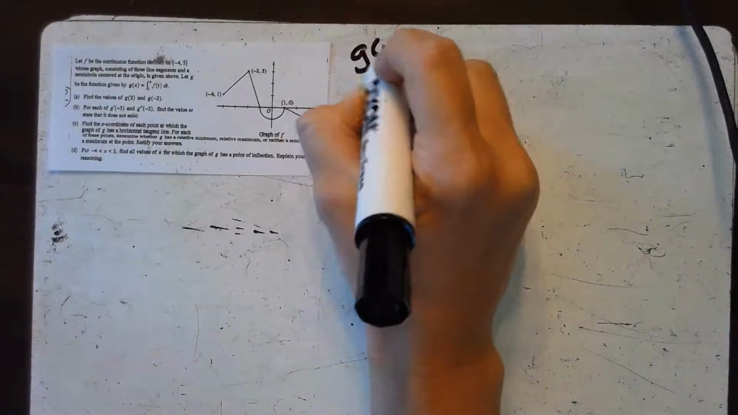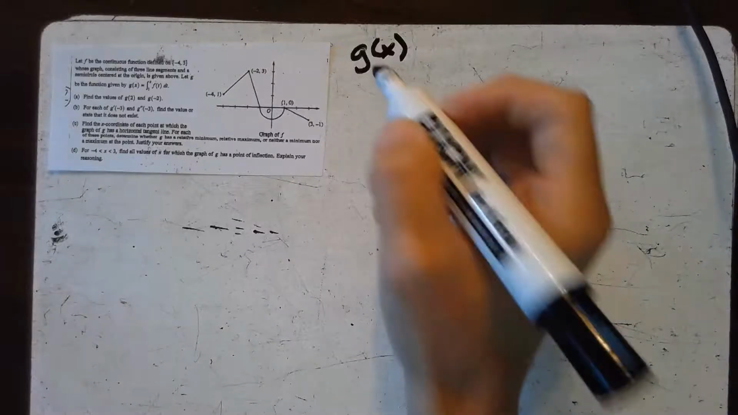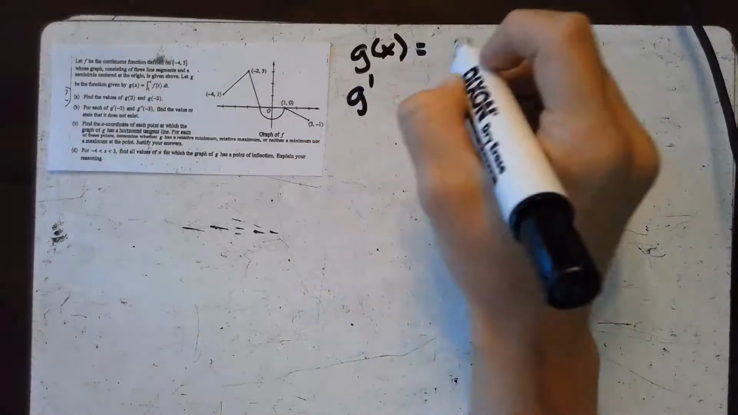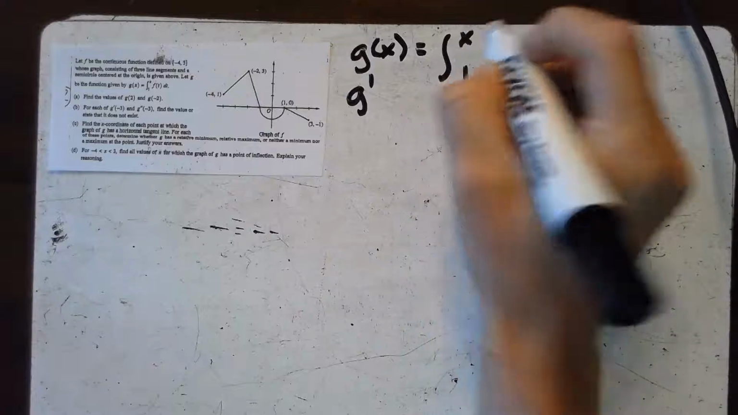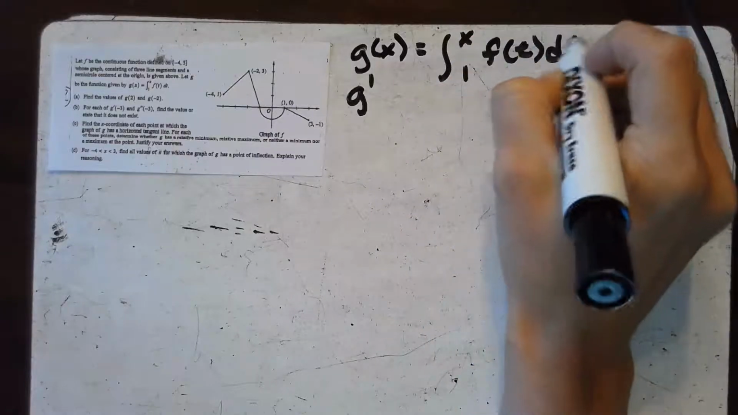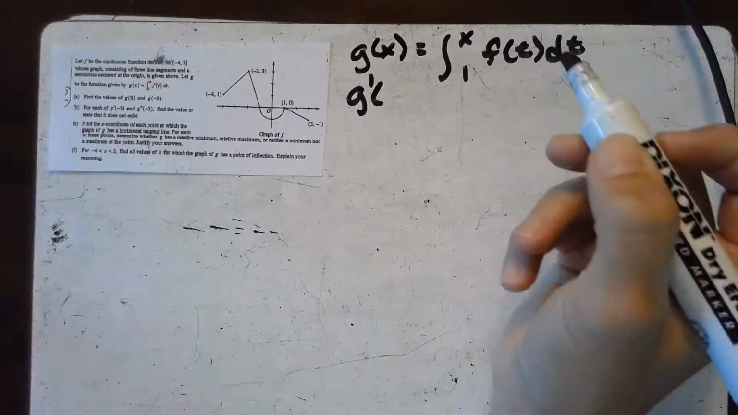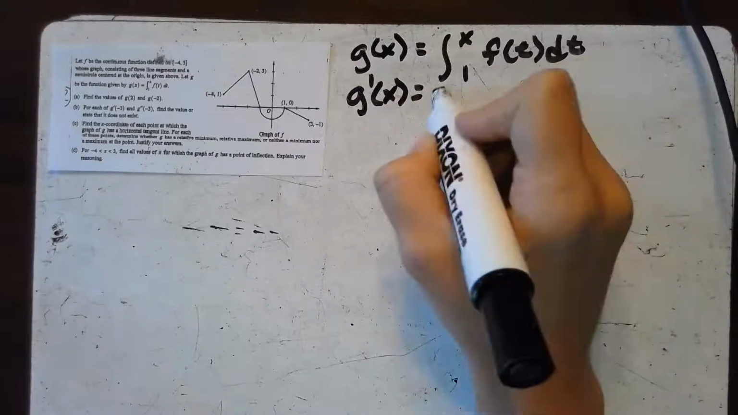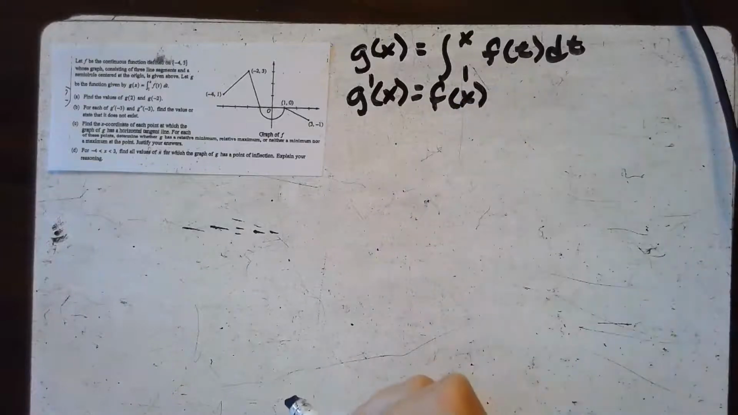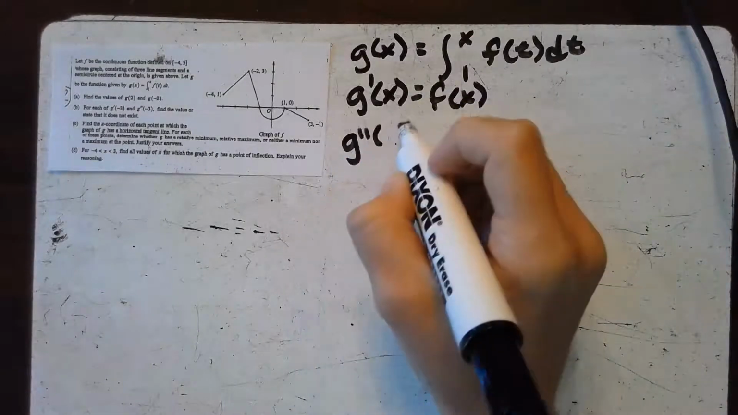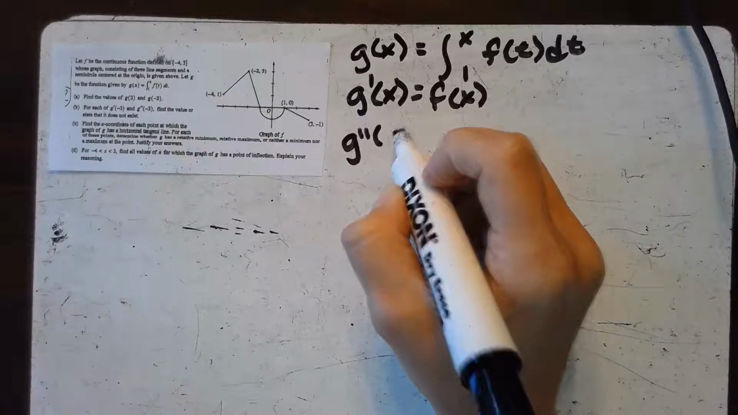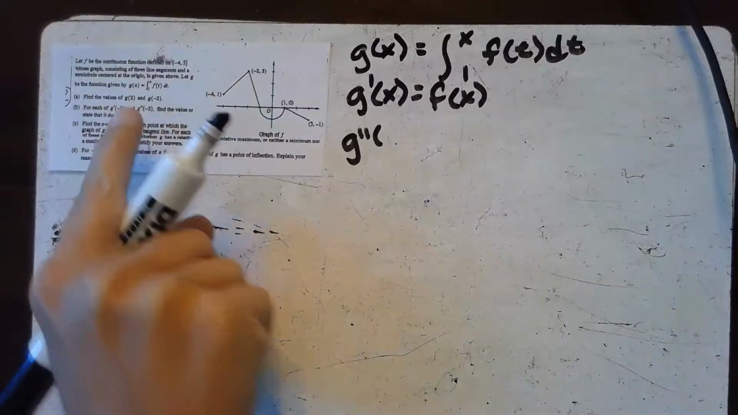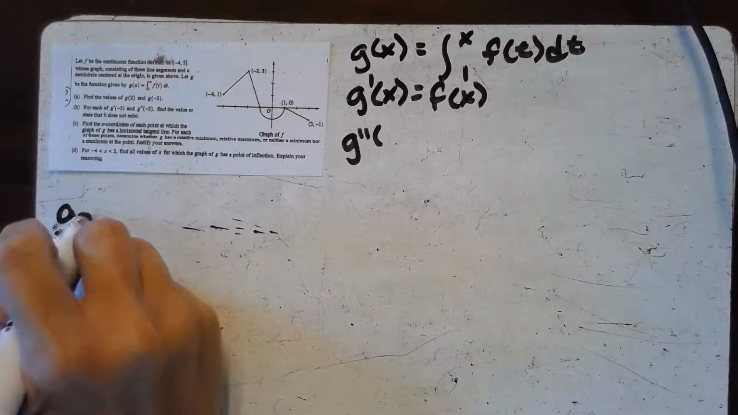Okay, let's think about this. G of x is basically the area under the curve. Okay, so g prime, all right, g prime of x is actually just going to be f of x. And g double prime, and actually I'm getting ahead of myself. I meant to do a first. Let's go do a first.